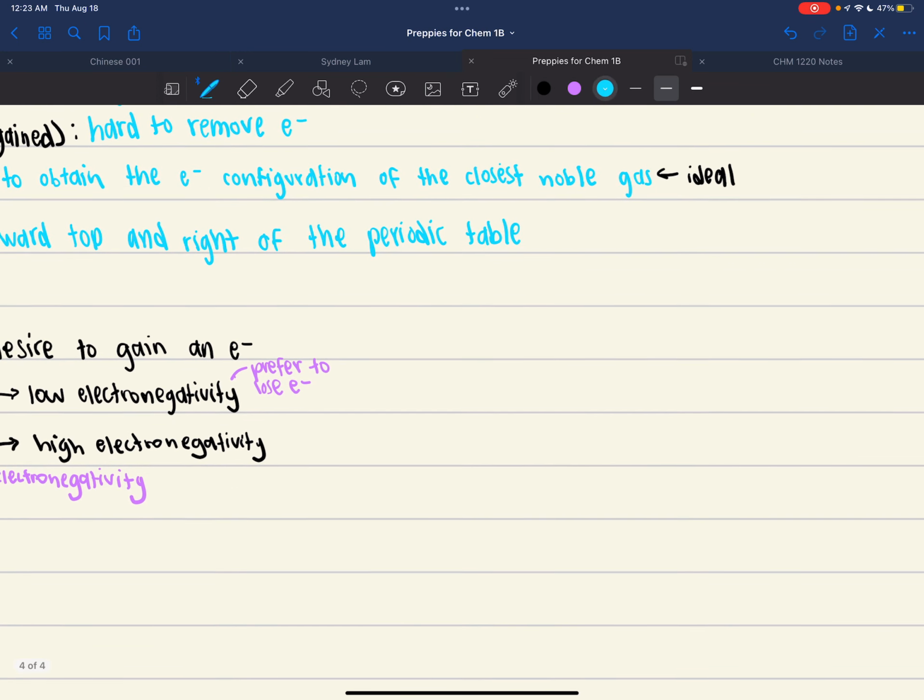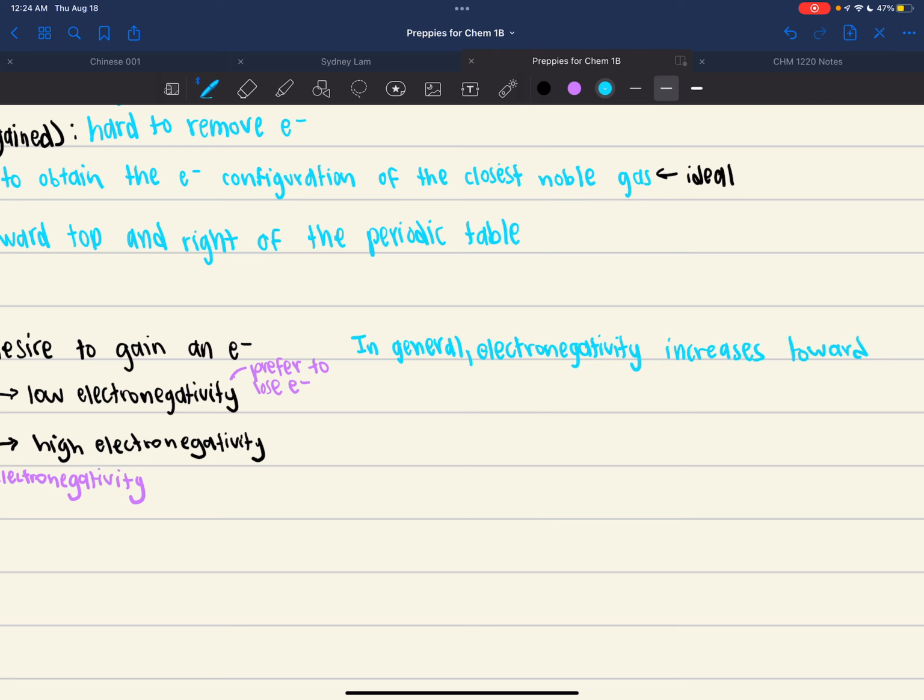And now to finish this up, in general, electronegativity increases toward the top and the right of the periodic table. That doesn't make sense, right?